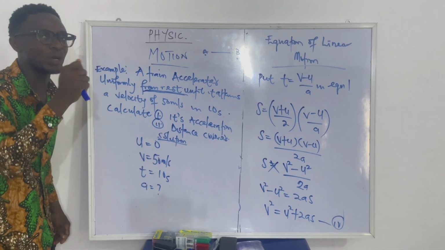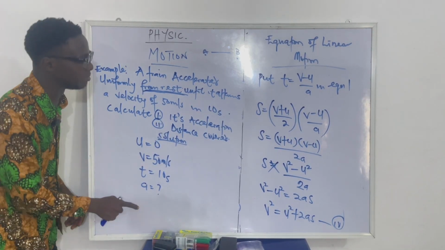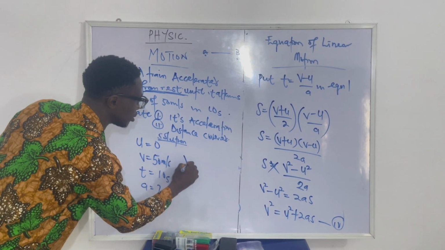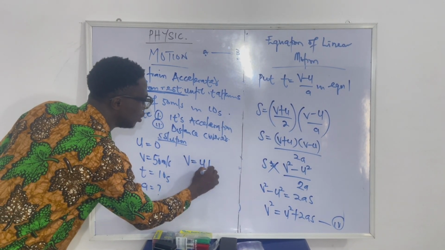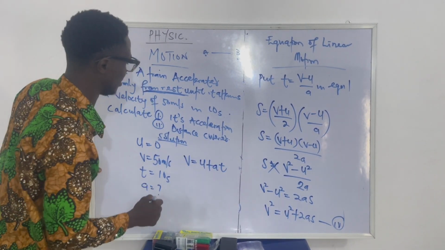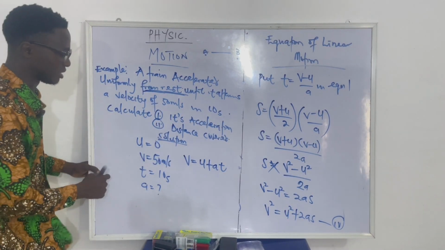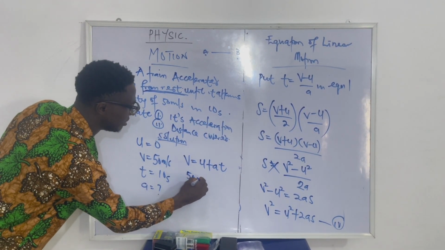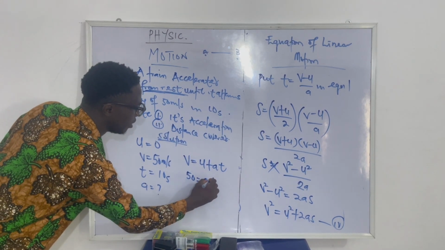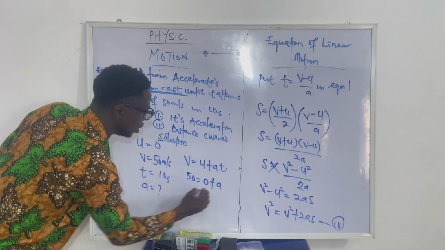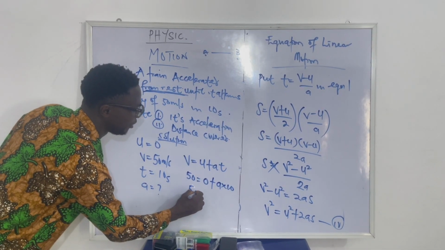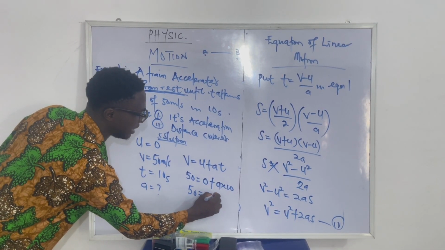Which equation of motion suits this parameter? Definitely, it is what? Second equation of motion. V equals U plus AT. Which means that if this is the case, then we say V equals 50, U equals 0, A equals unknown, then T equals what? 10. Which simply means that 50 equals 10A.